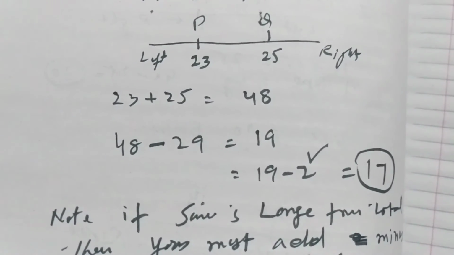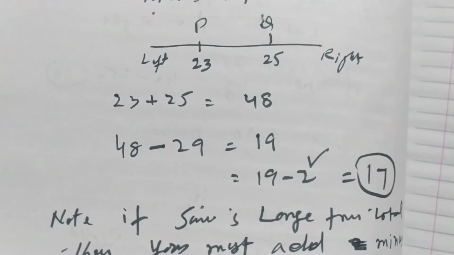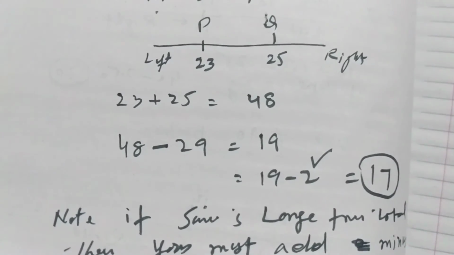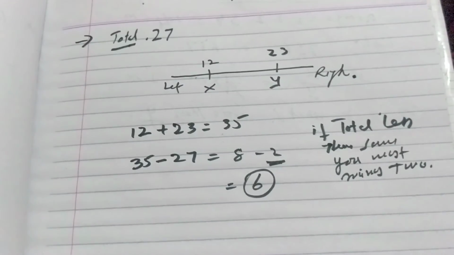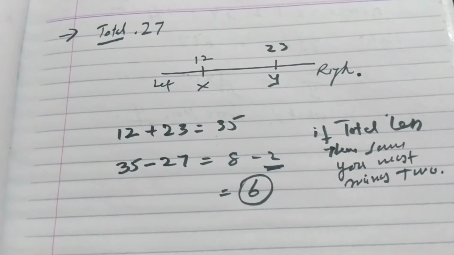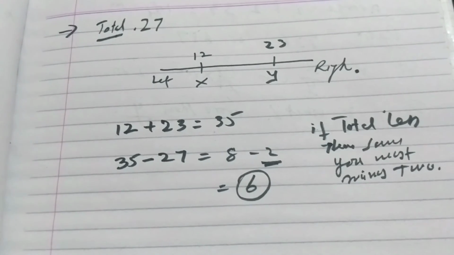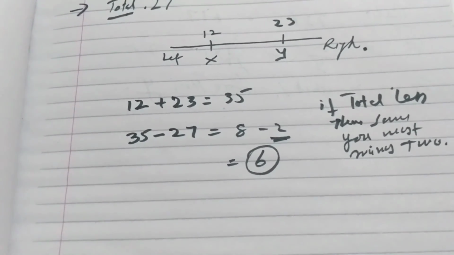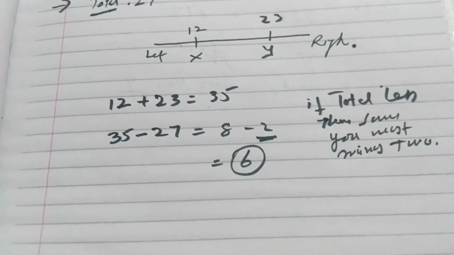In the other category, when the total is more than the sum, then you must subtract one number. This is the main difference between these two types of questions. Let's see another example. Total is 27, X is 12 and Y is 23 from left to right. 12 plus 23 is equal to 35. 35 minus 27 is equal to 8. When subtracting 2, the answer is 6.